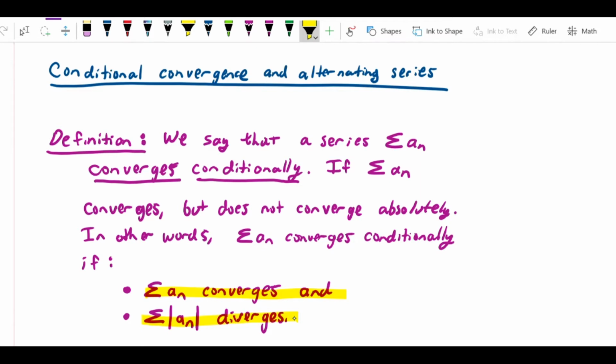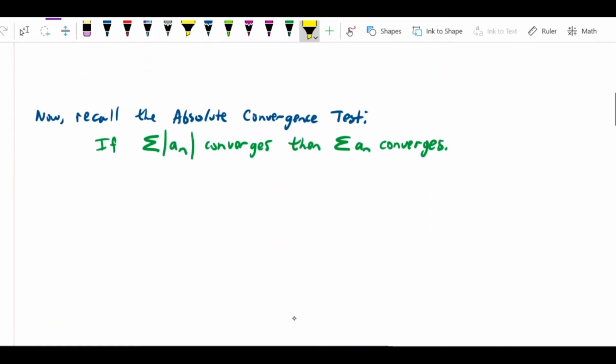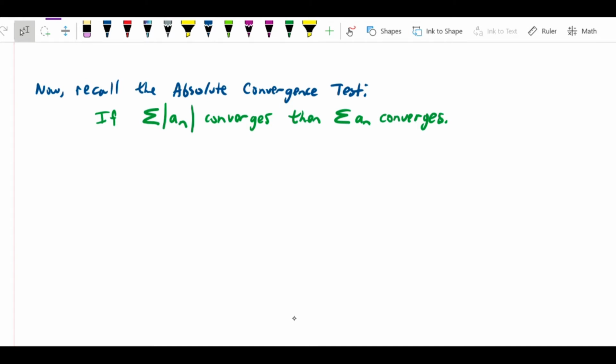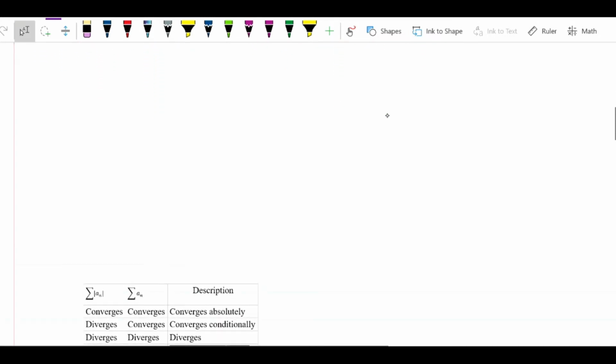In order to see what this means, let's just recall for a minute the absolute convergence test. Recall that if the sum of the positive term series an converges, then the regular series converges. In other words, if a series converges absolutely, then it converges. We can now chart the possibilities of convergence and divergence between these two series, the positive term series and the regular series. So I've put them down here.